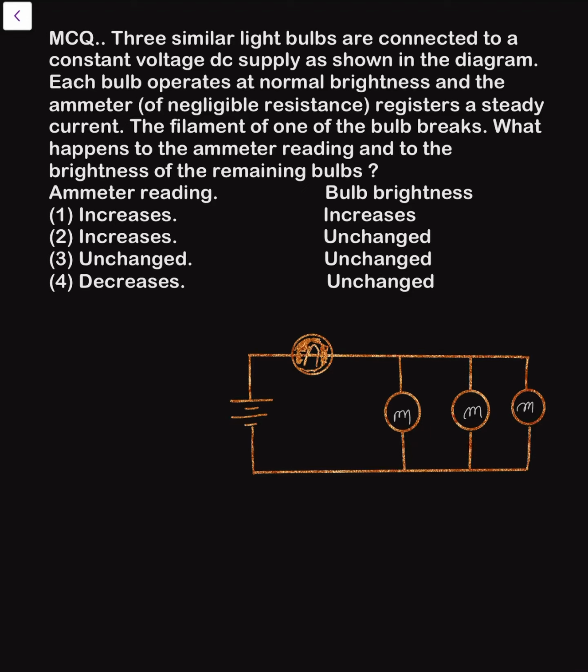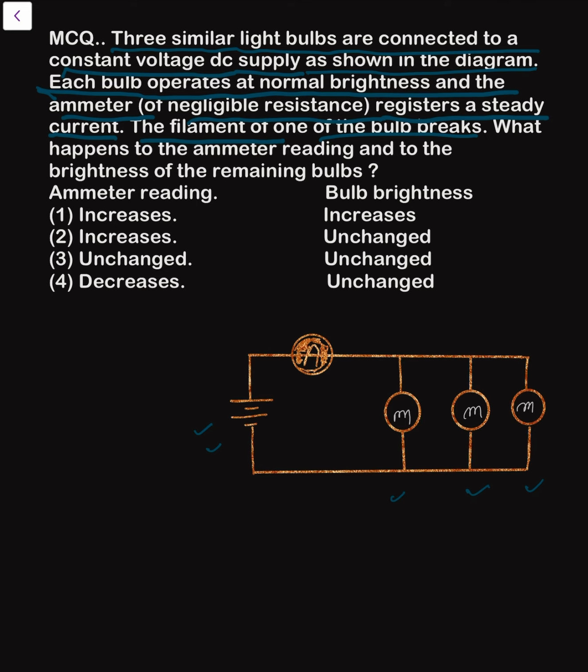Now, corresponding to the question, first of all, read the question. Three similar light bulbs are connected to a constant voltage DC source, as shown in the diagram. These three bulbs and a DC voltage source, each bulb operates at normal brightness, and an ammeter of negligible resistance records a steady current. The filament of one of the bulbs is broken.